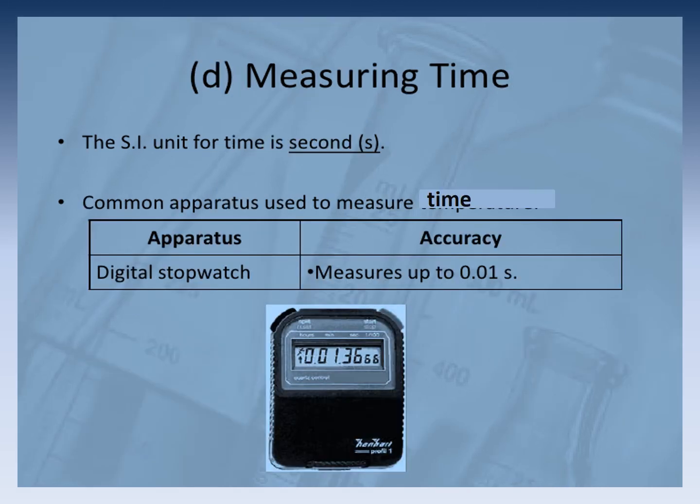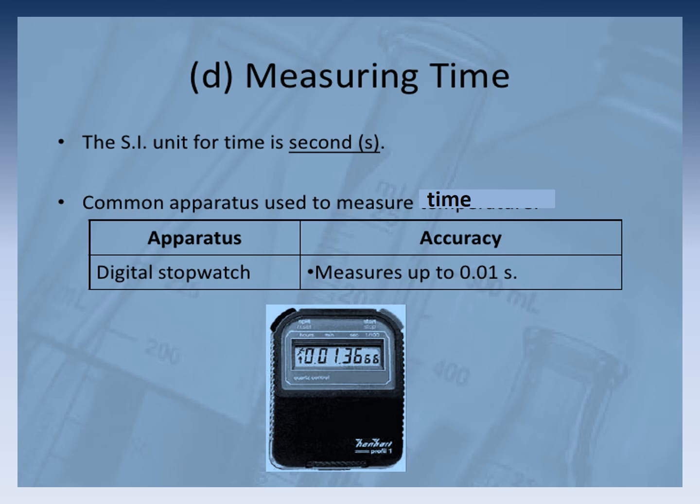Now the next is measuring time. The SI unit for time is the second, and the common apparatus used to measure time is the digital stopwatch, which measures up to 0.01 second. A very important point over here is that in the laboratory a stopwatch or stop clock is used to measure time. Two types of stopwatches are there. One is the analog stopwatch, while the other is the digital stopwatch.